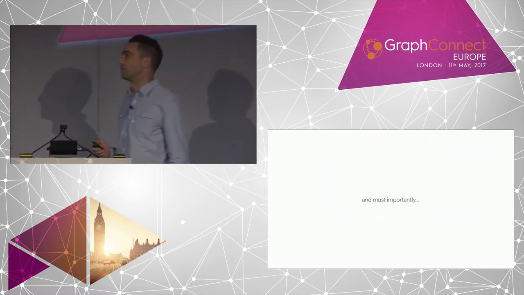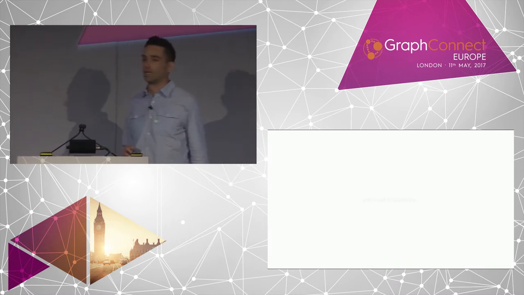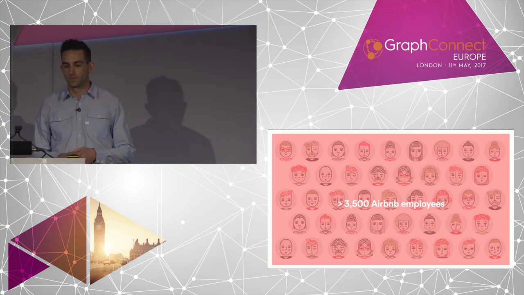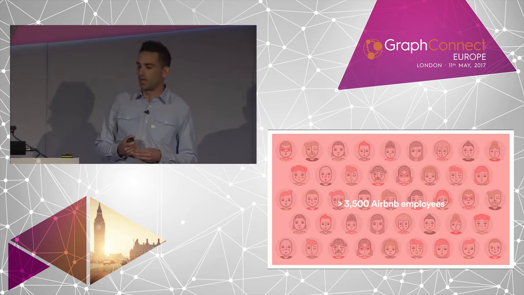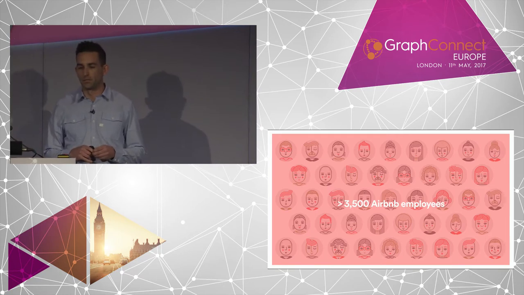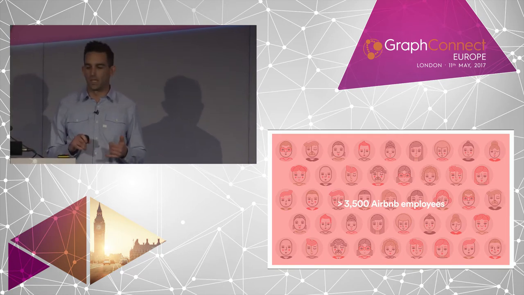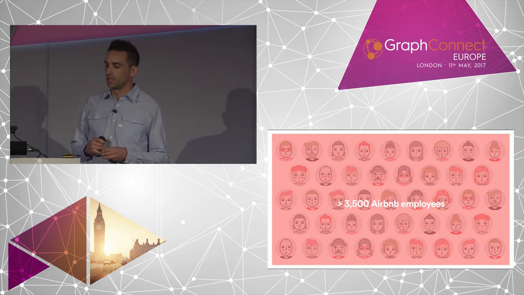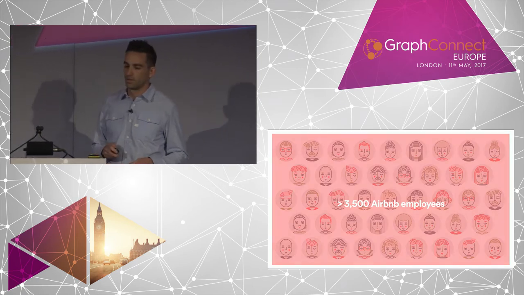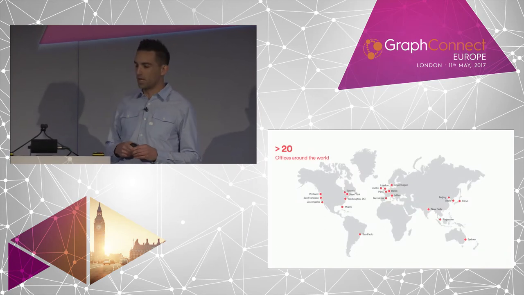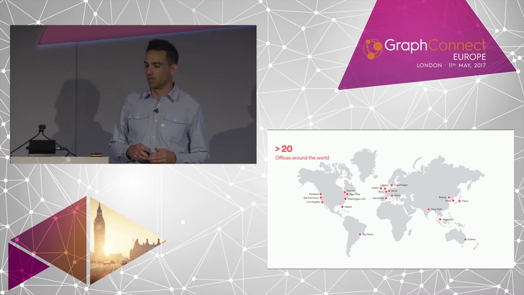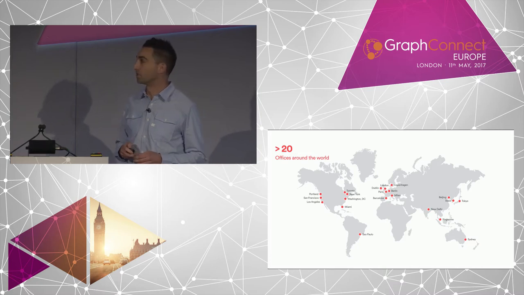But most importantly, there's over 3,500 employees at Airbnb. And I really can't stress enough how valuable people are as a data resource. Surfacing who may be the point of contact for a resource is just as pertinent as the resource itself. To further complicate matters, we're dispersed geographically with over 20 offices worldwide.